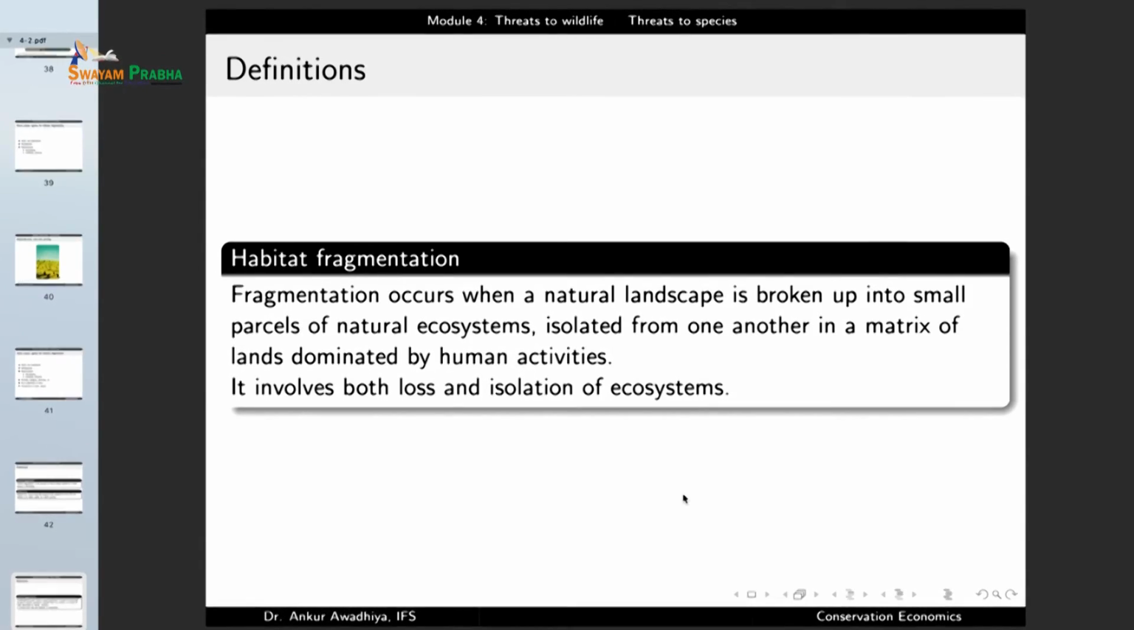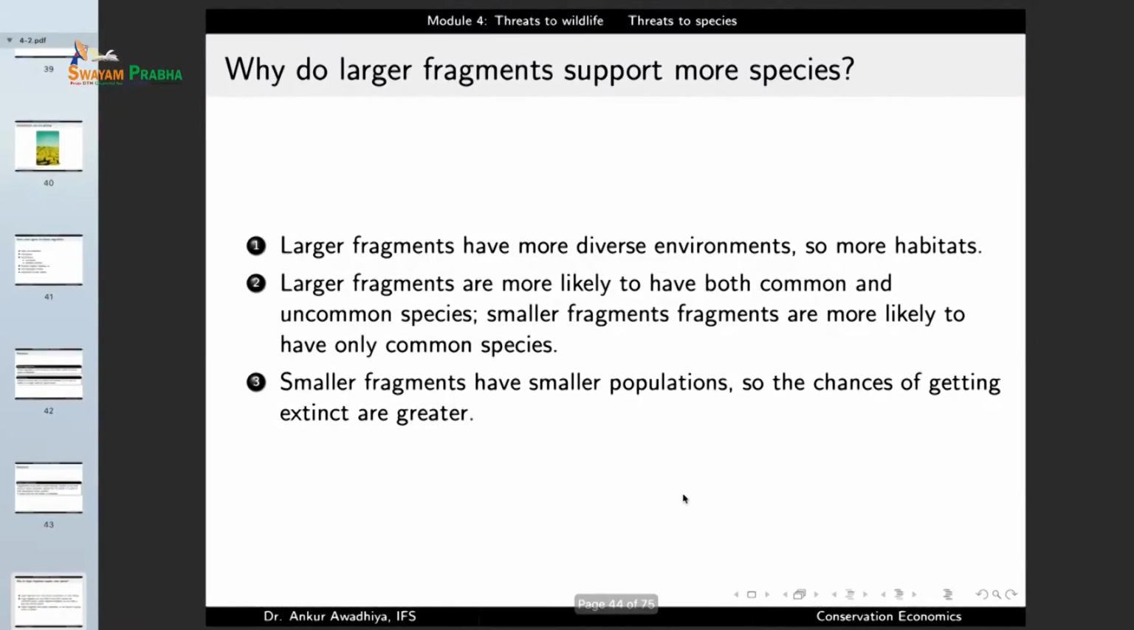Then we also have habitat fragmentation. Fragmentation occurs when a natural landscape is broken up into small parcels of natural ecosystems isolated from one another in a matrix of lands dominated by human activities. It involves both loss and isolation of ecosystems. So what we are saying here is that in place of a continuous large sized area, we are dividing the area into very small parcels or pockets of land, pockets of habitat, and this is known as habitat fragmentation. So a large sized habitat is fragmented into smaller parcels.